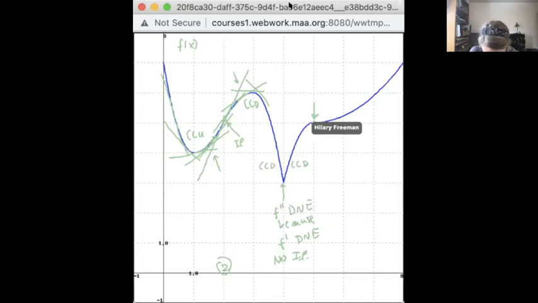What's going on here? Let's call this point, let's see, 1, 2, 3, 4, 5. If x equals 5, inflection point or not? Let me know in the chat window. Give me a y for inflection point. Give me an n for not an inflection point.